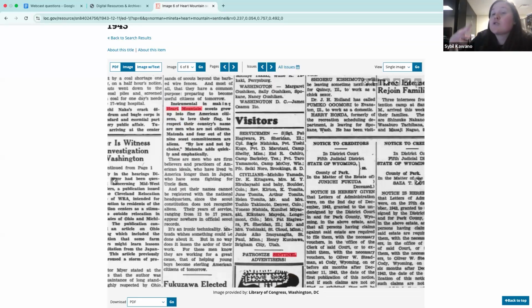And one really cool thing about this as well, in the Sentinel, when incarcerees were leaving, many would write goodbyes or thank you letters, little advertisements in the newspaper. You can see these, and it'll have the address that they were at. So maybe they were in 24-7C, that's block 24, barrack 7, room C. And they will have a thank you. Thank you for having us. We enjoyed our time here at camp, but more in solidarity: this is a hard time, but we spent it together, thank you.